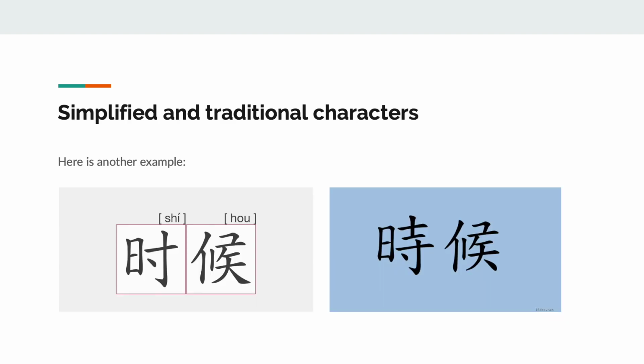As for simplified and traditional characters, here is another example. These are the characters 时候, and the one on the left is the simplified version, while the one on the right is the traditional version. You can see from this example that the first character out of the two, 时, is different in simplified and traditional characters, but the second character out of the two, 后, is the same in simplified and traditional characters. So, sometimes the character will look different in simplified and traditional characters, but sometimes it is the same character.